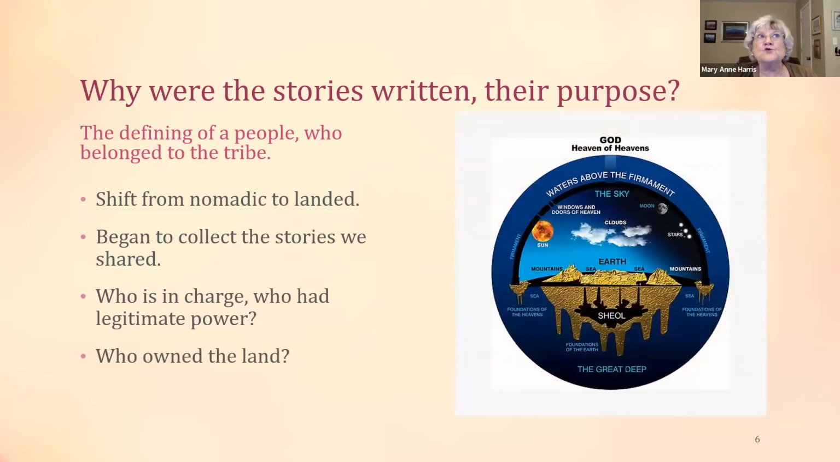This is a drawing of what we call the ancient cosmology. The ancient people believed that there was a dome in the heavens, and above that dome was the realm of God, and there were windows. Remember the song? Windows of heaven are open, showers of blessings outpour. You see the little windows of heaven. Then there is the earth, the sea, and below that is Sheol.